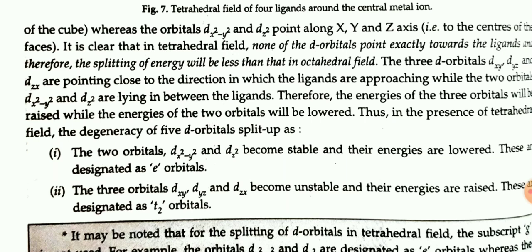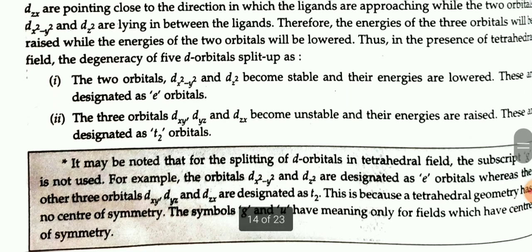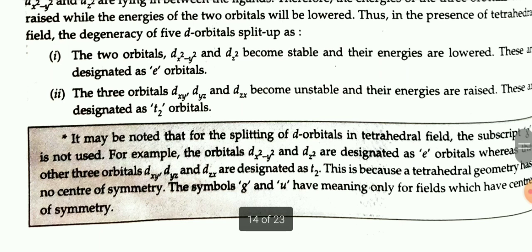The 3d orbitals dxy, dyz and dzx are pointing close to the direction in which the ligands are approaching, while the two orbitals dx square minus y square and dz square are lying in between the ligands. Therefore, the energies of the three orbitals will be raised while the energies of the two orbitals will be lowered. Thus, in the presence of a tetrahedral field, the degeneracy of the 5 d orbitals splits as follows. First, the two orbitals dx square minus y square and dz square become stable and their energies are lowered. They are designated as E orbitals. Second, the three orbitals dxy, dyz and dzx become unstable and their energies are raised. These are designated as T2 levels.